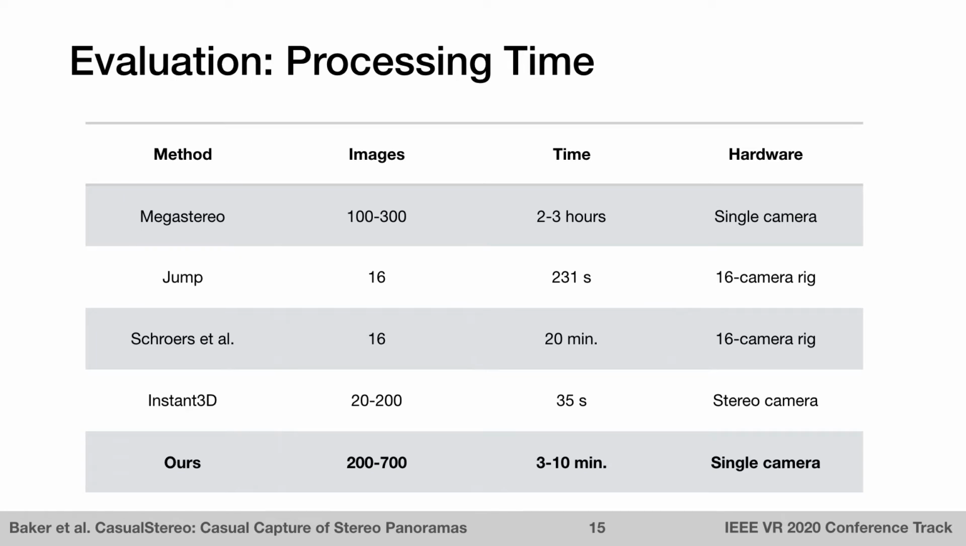In our system, we use a single camera, so it's the most general, easiest capture process. We process 200 to 700 images in about 3 to 10 minutes, so we're actually faster than all of them except for Instant 3D.